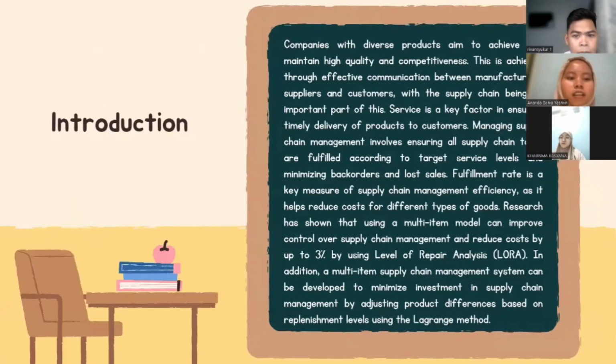This is our introduction. Companies with diverse products aim to achieve and maintain high quality and competitiveness. This is achieved through effective communication between manufacturers, suppliers, and customers, with the supply chain being an important part of this. Service is a key factor in ensuring timely delivery of products to customers. Managing supply chain management involves ensuring all supply chain tasks are fulfilled according to target service levels and minimizing back orders and lost sales. Fill rate is a key measure of supply chain management efficiency as it helps reduce costs for different types of goods.